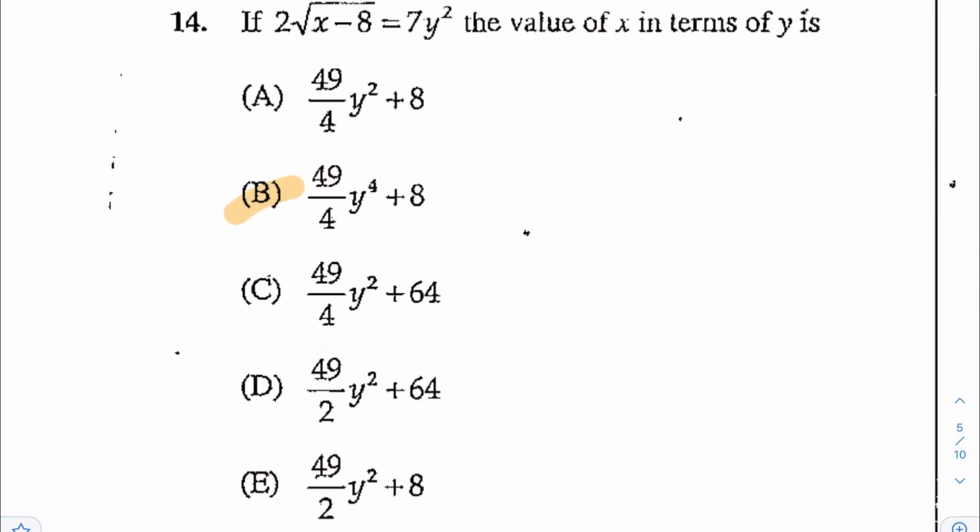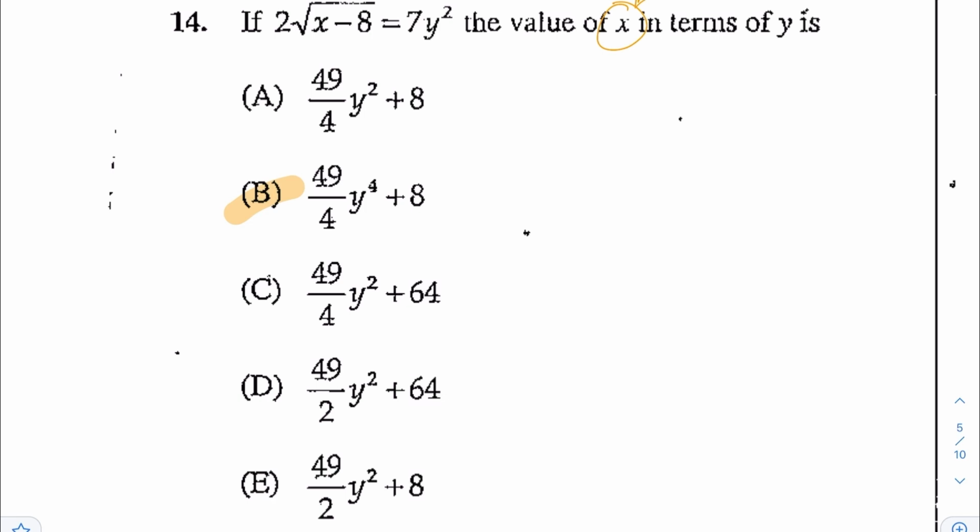All right, next for number 14, if 2 times the square root of x minus 8 is equal to 7y squared, what is x, the value of x in terms of y? So if you hear anything like this, what you actually have to do is to isolate the first thing in that phrase. So in this case, it's x. You want to get x by itself. So you could do that by doing inverse operations.